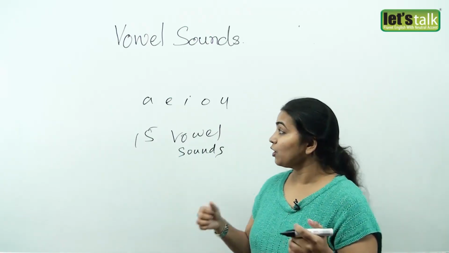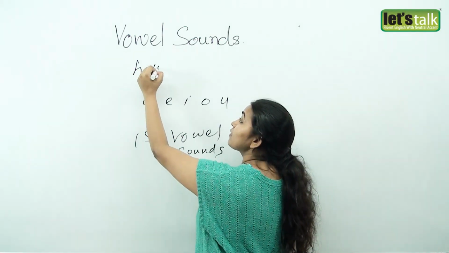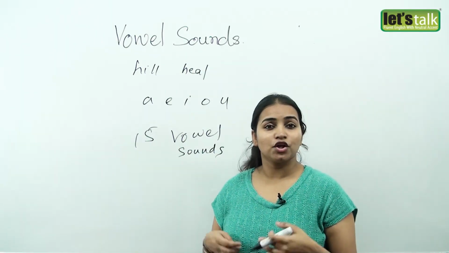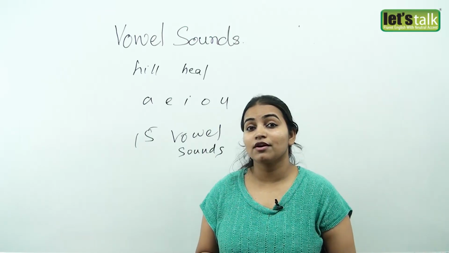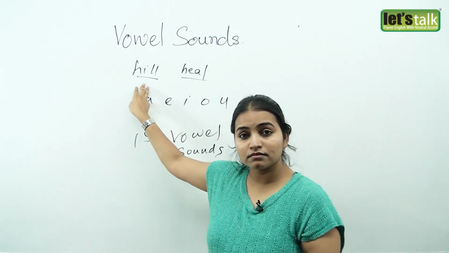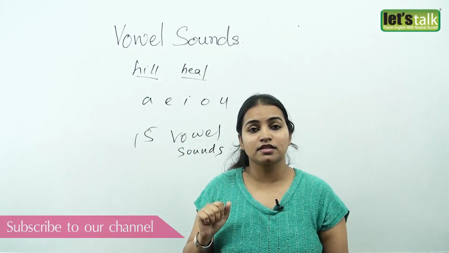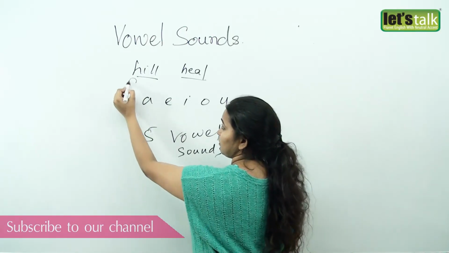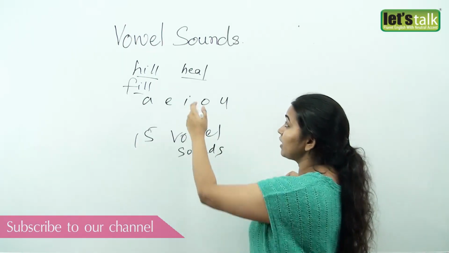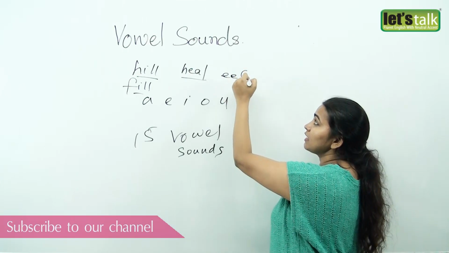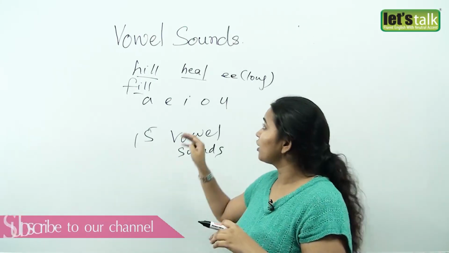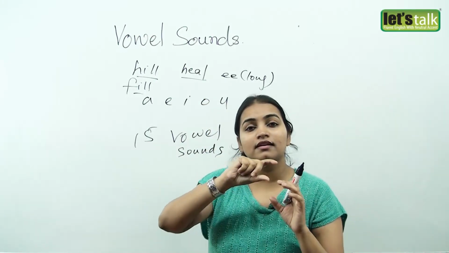For example, words like hill and heel, two very commonly used words. You hear them all the time, you read about them all the time, but the word hill is a short I sound. It's like a hill, or a fill. On the other hand, you have a heel, so it's a long E sound.